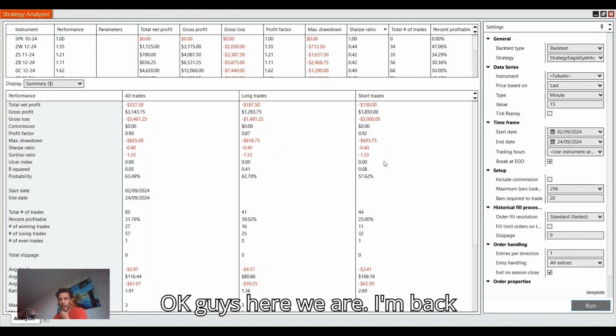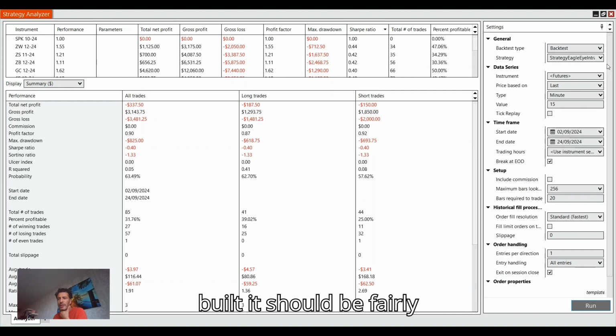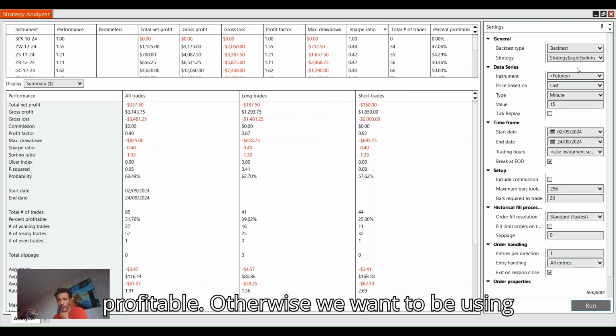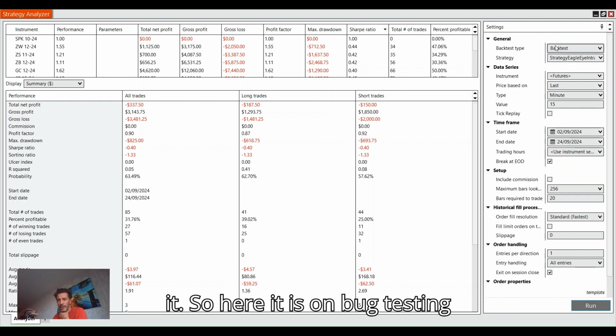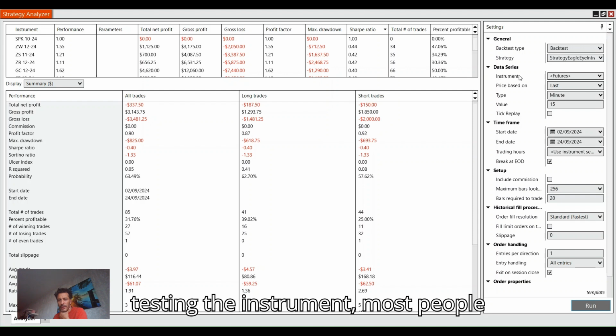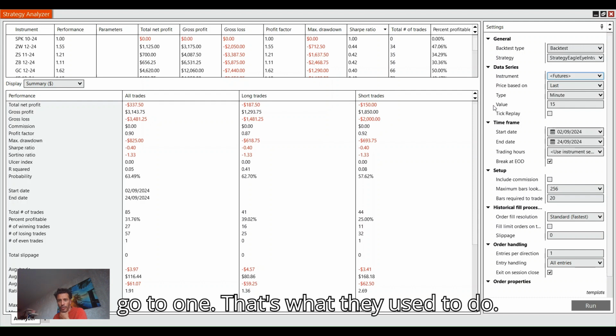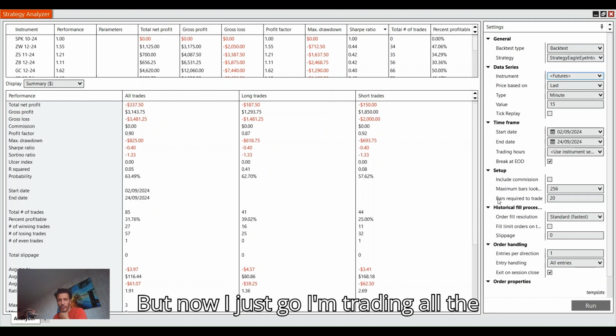Okay, guys, here we are. I'm backtesting the automated strategy I built. It should be fairly profitable, otherwise we wouldn't want to be using it. So here it is, I'm backtesting that. Just one thing: when backtesting the instrument, most people go for one, that's what they used to do. But now I just go, I'm trading all the futures.